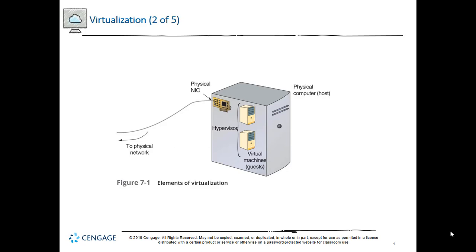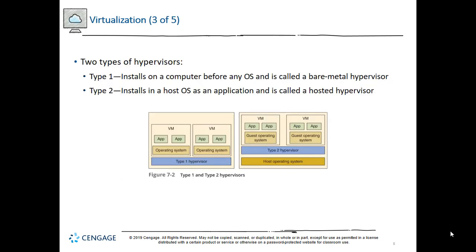Now, there are two types of hypervisors. The Type 1 hypervisor installs on a computer before any operating system and is therefore called a bare metal hypervisor. It partitions the hardware computing power to multiple VMs, each with their own operating system. Popular examples would be XenServer by Citrix, ESXi by VMware, or Hyper-V by Microsoft.